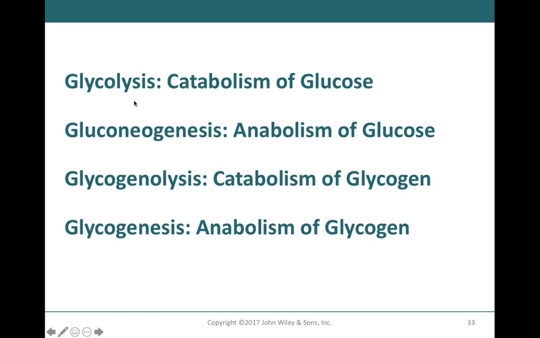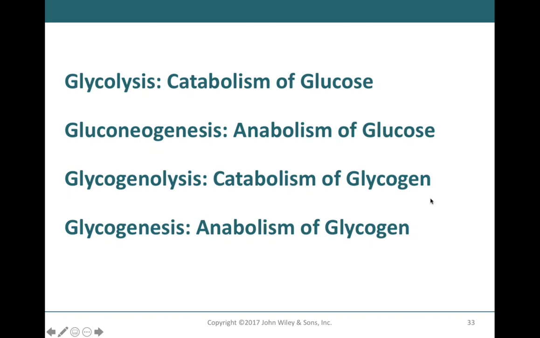Gluconeogenesis is the opposite of glycolysis. Gluconeogenesis is the anabolism of glucose. We are forming glucose. We're building up glucose from other different molecules. So these reactions will be reverse reactions. They will go in opposite directions as one another. Glycogenolysis, on the other hand, is going to refer to the catabolism of glycogen. We are breaking down glycogen. So it's possible that we might need to liberate glucose from glycogen, and we can use that to create more ATP, and that's going to be done through glycogenolysis. Glycogenesis is our fourth reaction here. This is the anabolism of glycogen. So we are forming glycogen here.